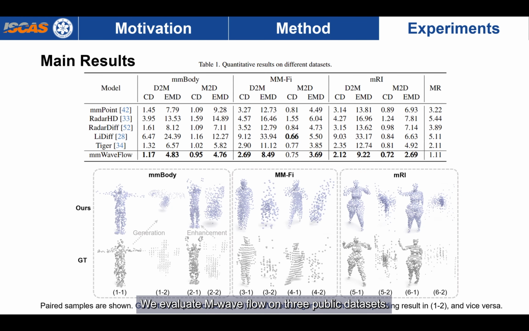We evaluate mmWaveFlow on three public datasets. As shown in Fig 1, on both tasks, mmWave to dense and dense to mmWave, mmWaveFlow achieves lower chamfer distance and Earth mover's distance. Visualizations further demonstrate that mmWaveFlow produces realistic point clouds for both enhancement and generation.